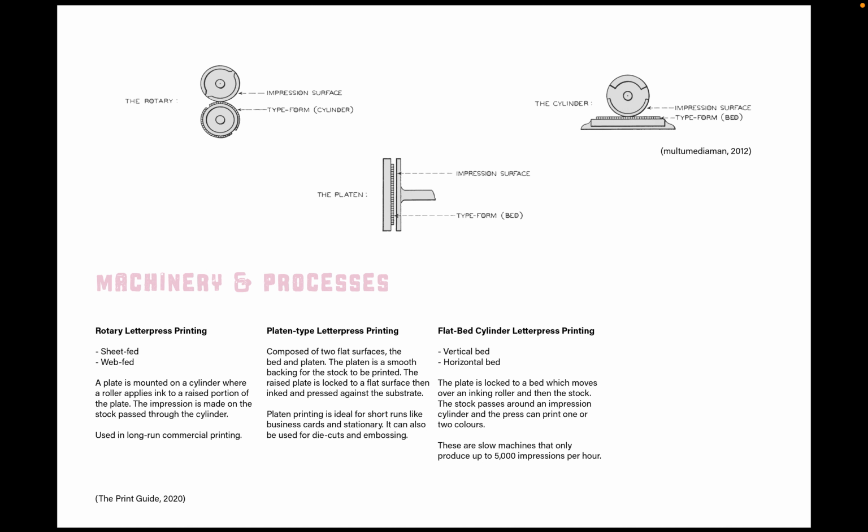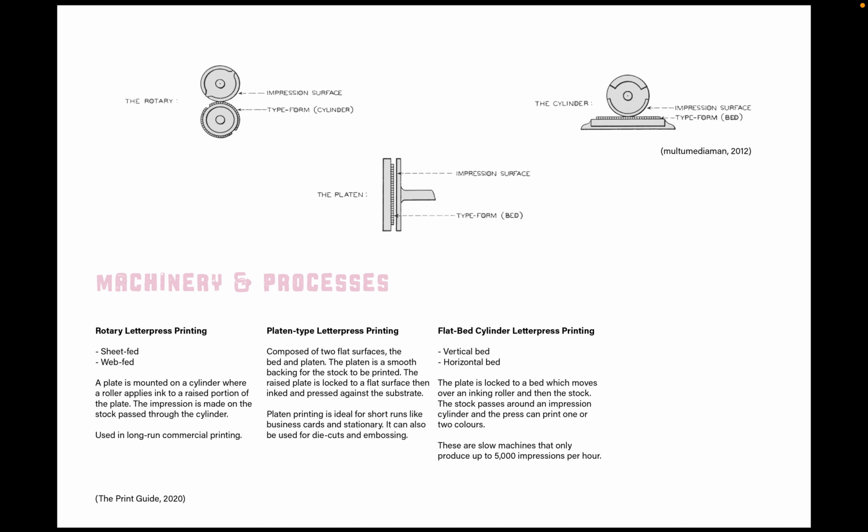There are 3 kinds of letterpress: the rotary letterpress, the platen type letterpress, and the flatbed cylinder letterpress. The rotary letterpress involves 2 moving cylinders in which stock is passed through the center and an impression is made with ink that is applied to a raised surface. This method is typically used for long-run commercial printing.